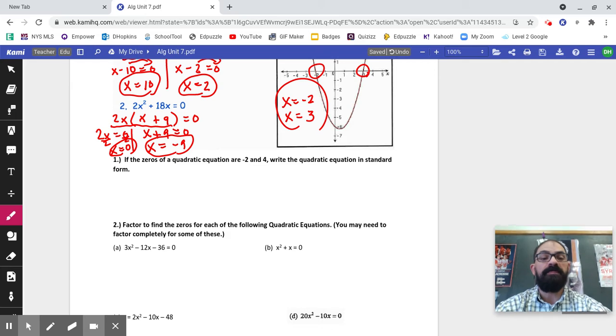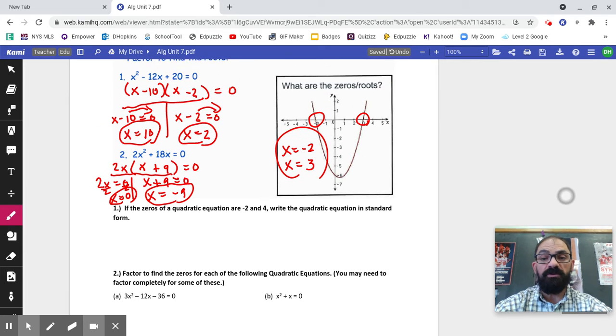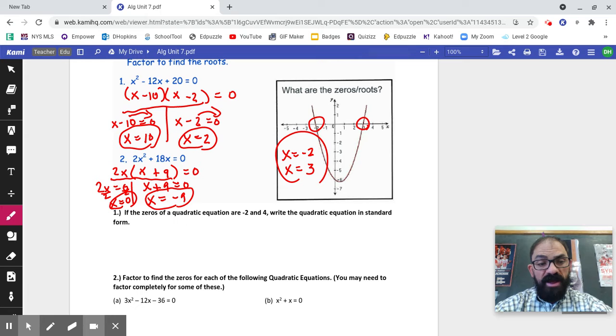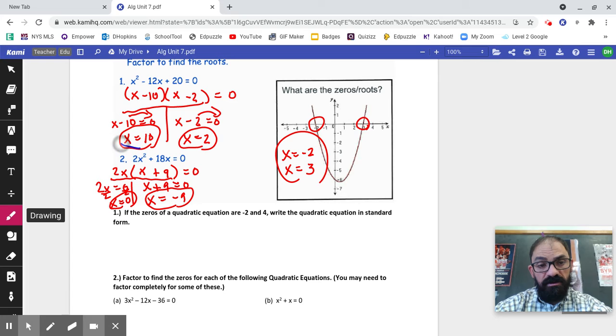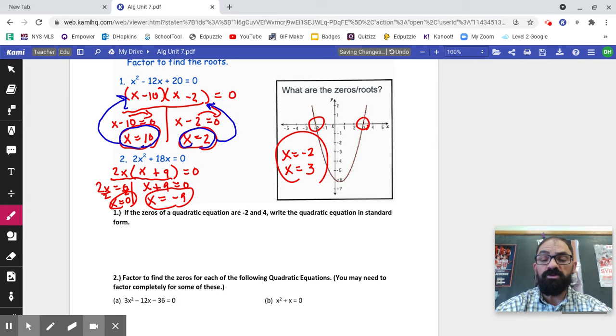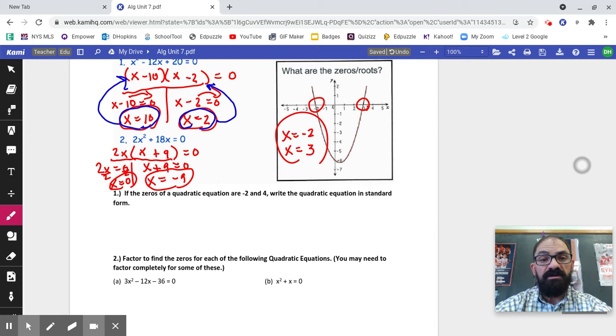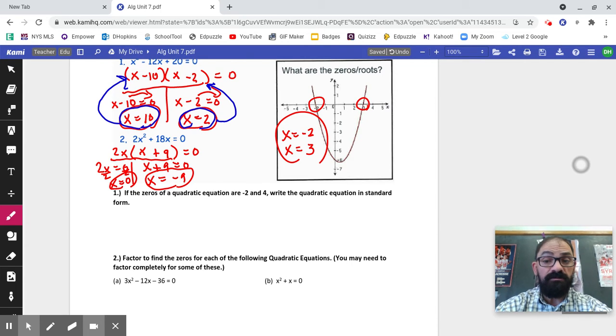Okay, number 1. If the zeros of the quadratic are negative 2 and 4, write the quadratic equation in standard form. Well, if I needed to work backwards, if these are the zeros up here, so x equals 10, I know its factor is x minus 10. X equals 2, its factor is x minus 2. So what I do is I switch the sign. I negate the sign, and then I set it equal to 0, or most equations equal y.